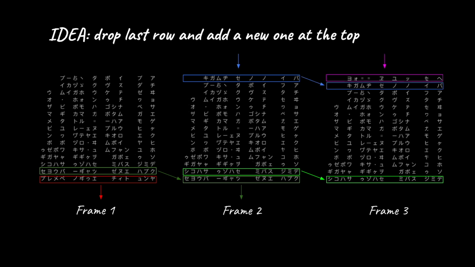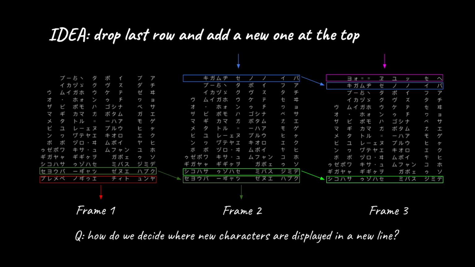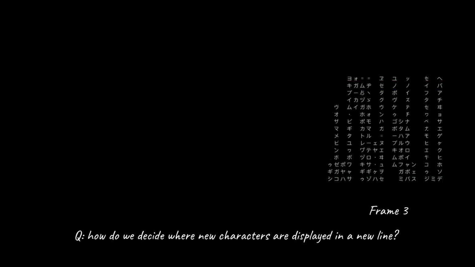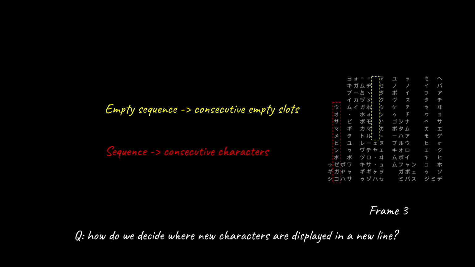Okay, now we're left with another question. As you can see, every new row has both Japanese characters but also empty slots. So how do we get to decide whether to display a new character or an empty space on a new row? Well, to give it an answer, we have to define two types of elements. Let's define an empty sequence as a series of consecutive empty slots. On the other hand, we're gonna call a sequence a series of consecutive characters.